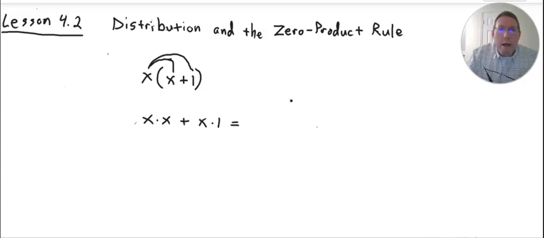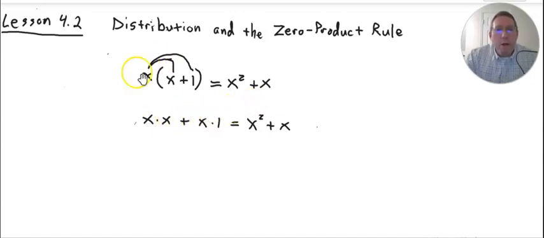And what we get here, x times x, is x squared, plus 1 times x is just x. And so this thing, this x times x plus 1, is the same thing as x squared plus x, okay? And there's a shortcut. You don't have to do it this way. You can just look at this and just do this times this, and then plus this times this, okay? And then write it out here, okay?